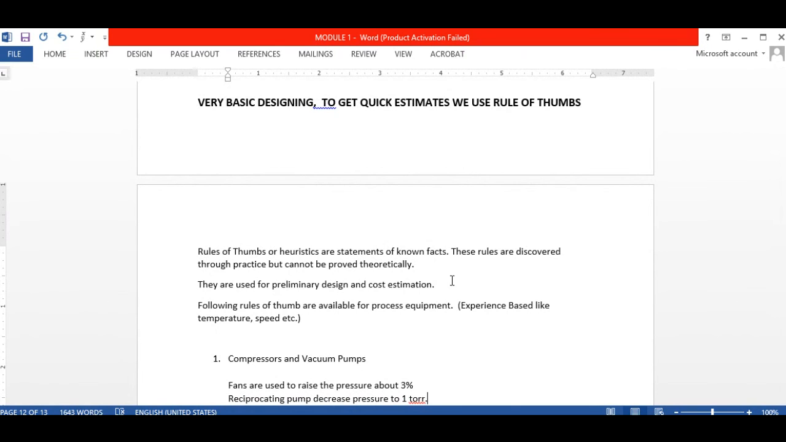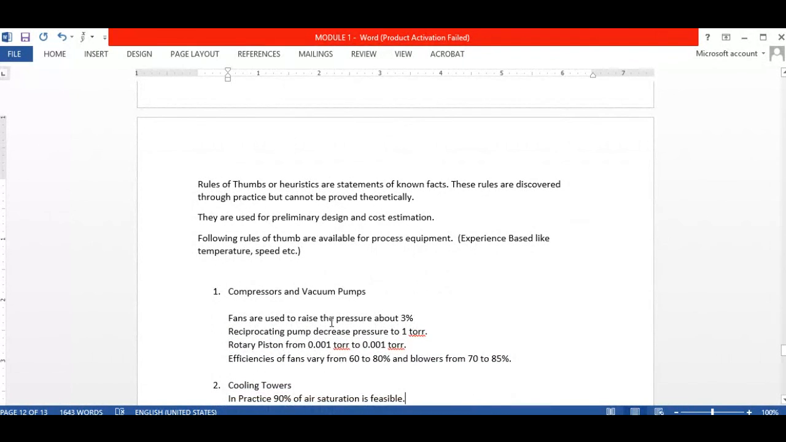Like for example, if you want to increase the pressure of a gas, there are three options you can use. Either you can use the fan, the blower, or the compressor. The compressor gives very high pressure. If you don't want very high pressure, you can use the blower, and below the blower are the fans. So one of the rules of thumb is fans are used when the pressure increase is about 3%.